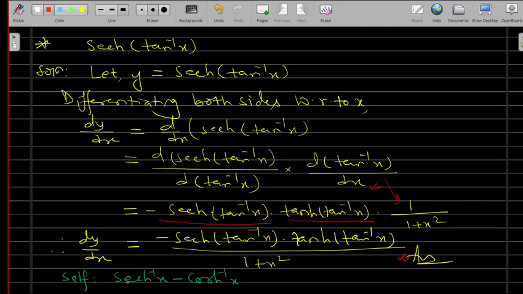So you have to practice hyperbolic sec inverse x minus hyperbolic cos inverse x. You have to practice this question yourself. Here the solution is that.